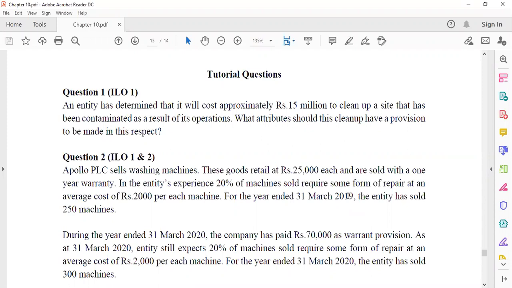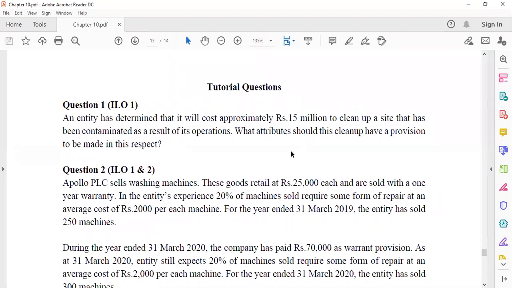What attribute should this cleanup have for a provision to be made in this respect? So that tests your knowledge on the provision. You can use your knowledge on provision and you can answer this question. So in order to make a provision, what must be the condition that should be there? The very first condition. It's a straightforward question. So without taking much time, let's discuss that.